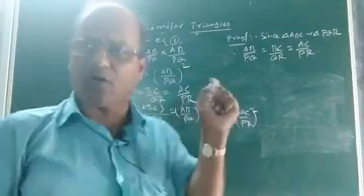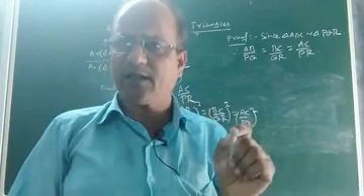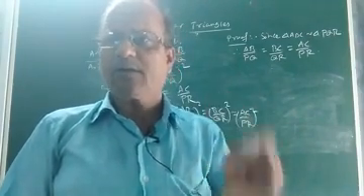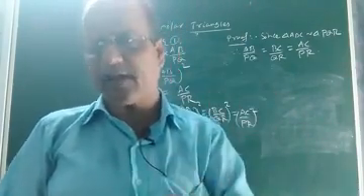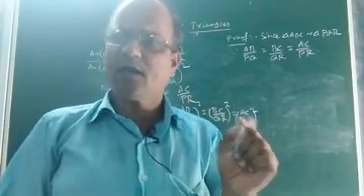Children, I hope you understood how to prove geometrically that if two triangles are similar, the ratio of their areas will be equal to the ratio of the squares of their corresponding sides, or the ratio of the squares of each pair of corresponding sides. Okay. Children, I hope you understood.